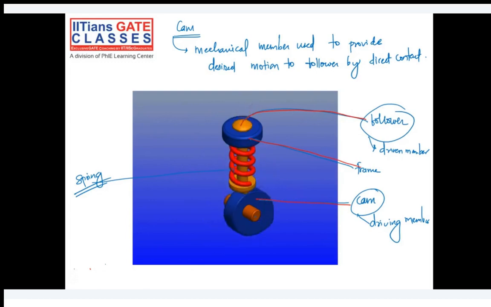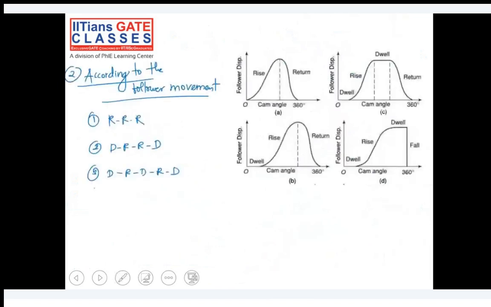So it's not rising, staying for some time and returning. The graph is not like this. The graph is like it is rising and then returning, or more or less like this. Let me show you through these figures. If the follower movement is in the form of rise, return, and then again rise, so basically alternate rise and return with no period of dwell, then you can say it is an RRR kind of arrangement.